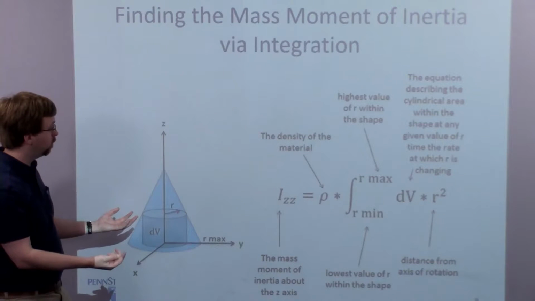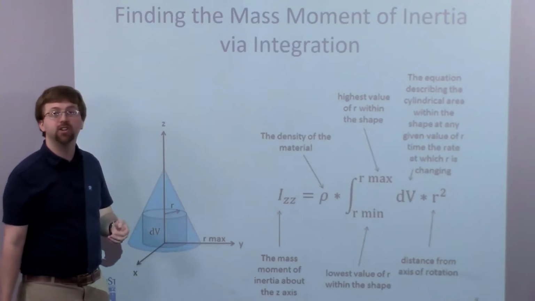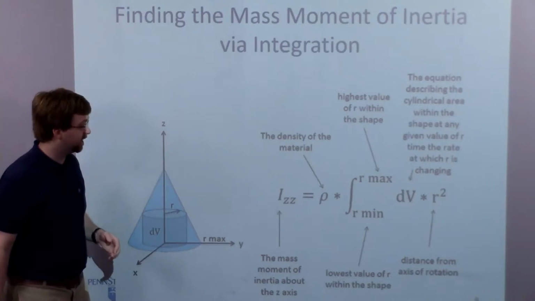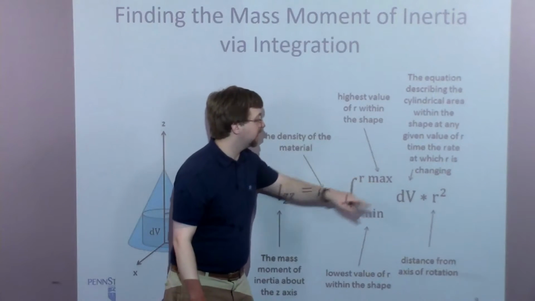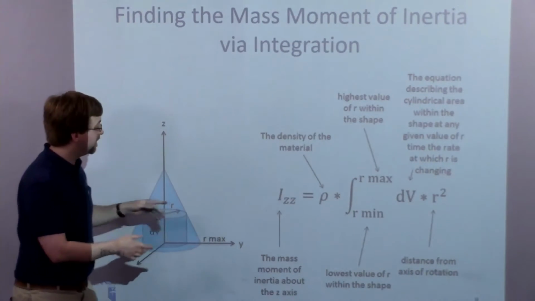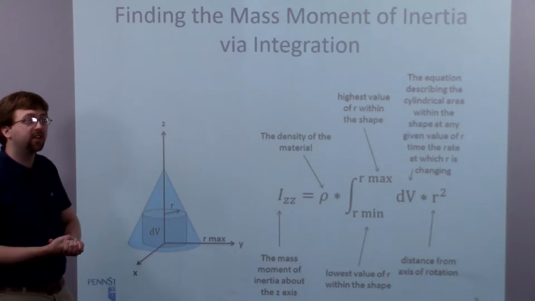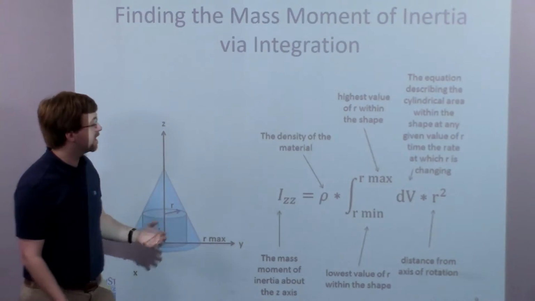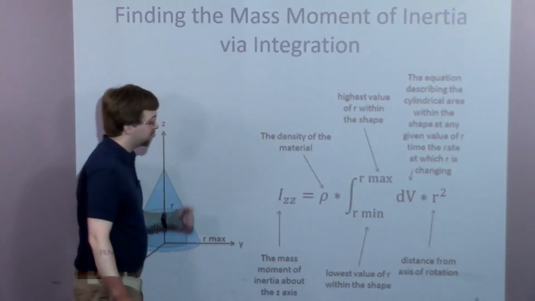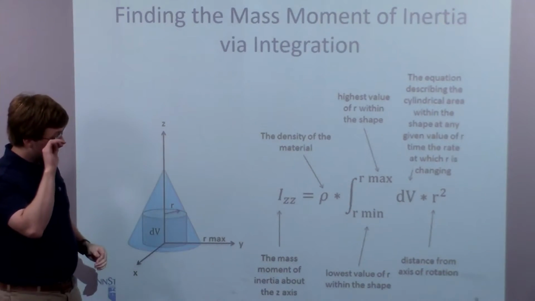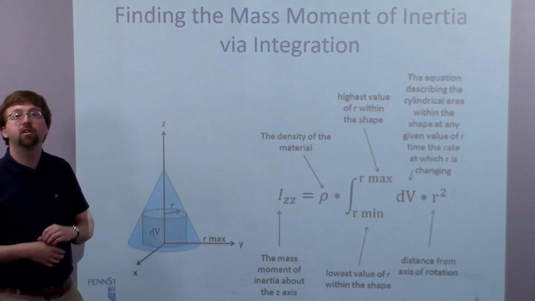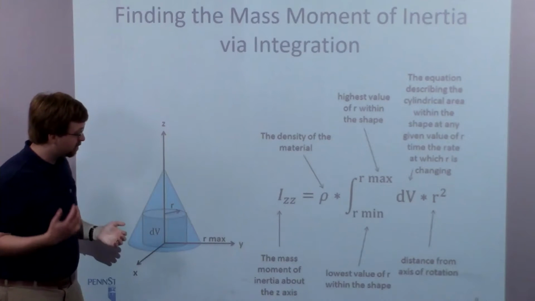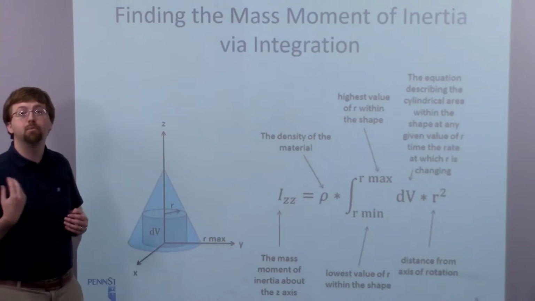And we need to multiply that by the rate at which r is changing, and the rate at which r is changing is just dr. We're going to leave that in there, and that's why we're integrating from r min to r max. We get that dr term. So whatever that equation is for the outside area of my cylinder, I multiply that equation by r squared to find my overall equation, and I integrate that from r min to r max. Once I have that, I'm going to brute force my way through the calculus, through the integral, and wind up with a formula that's going to give us our mass moment of inertia.